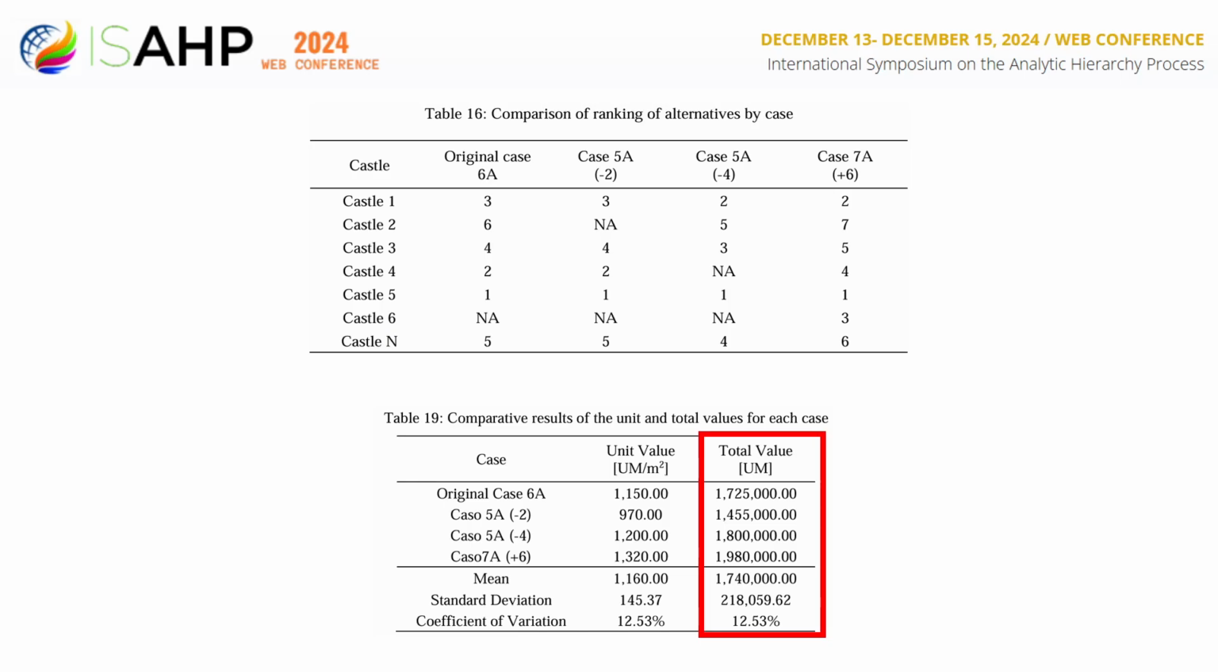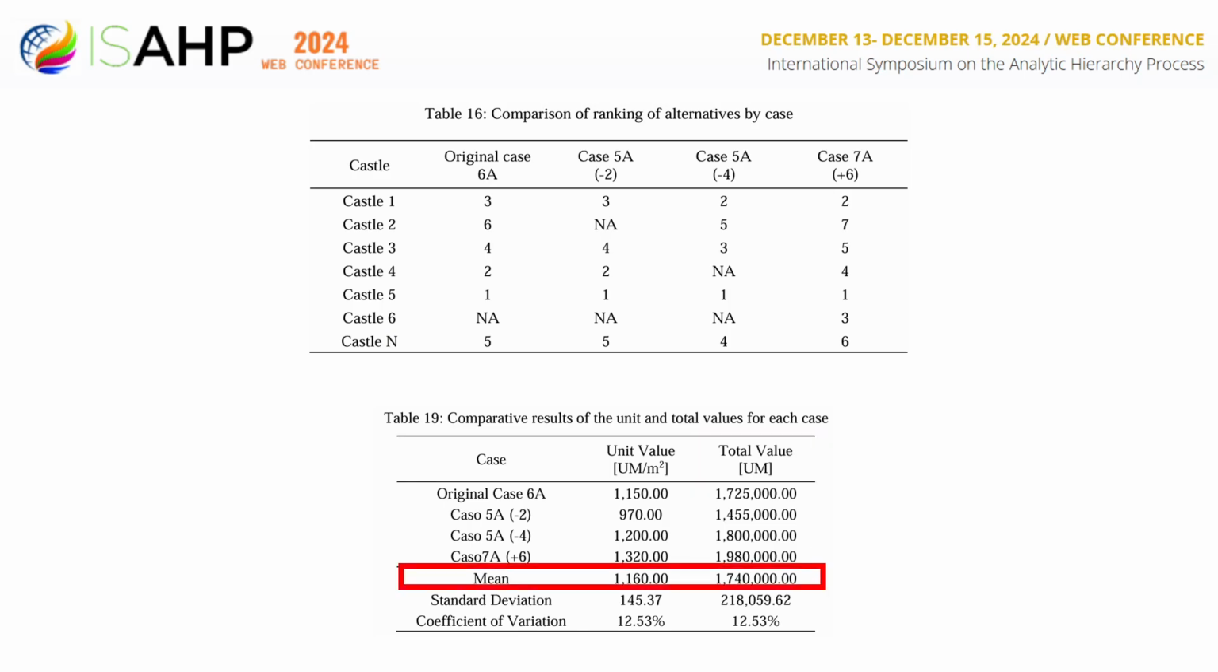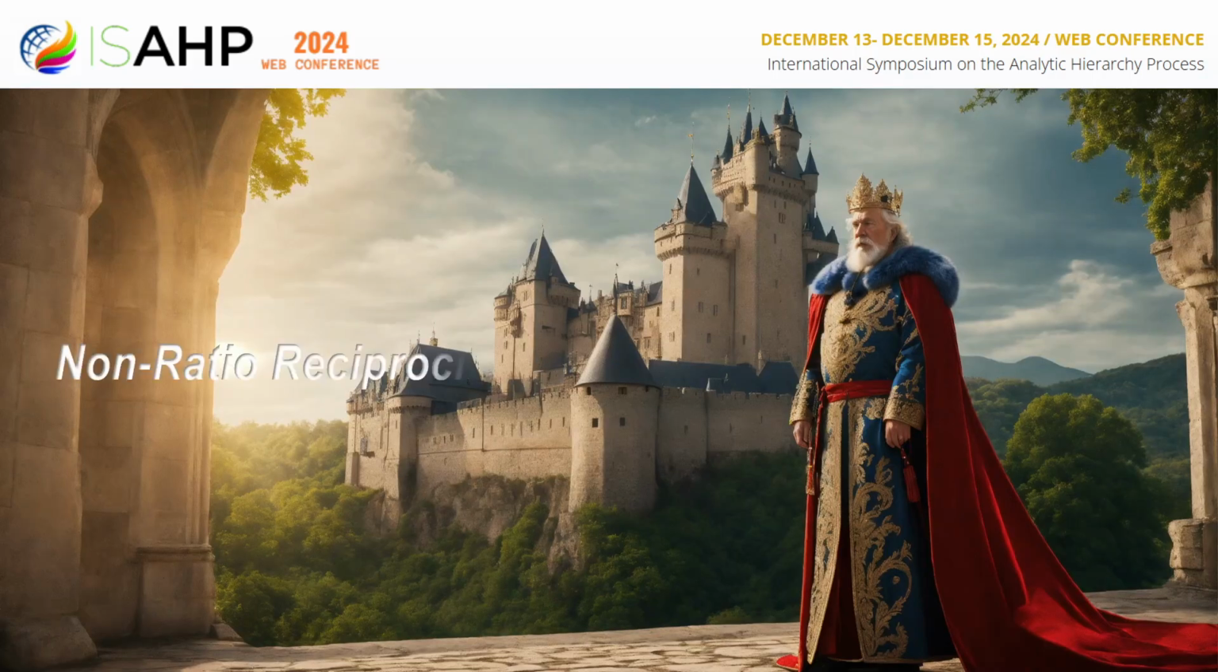As can be seen, the average total value of the cases analyzed is 1,740,000.00 with a value range between 1,455,000.00 and 1,980,000.00, with a percentage difference between the highest value and the lowest value, based on the lowest, of plus 36.08%. Once again, the royal appraiser went to the royal castle to talk to His Highness, and to present the results of the task entrusted to him.